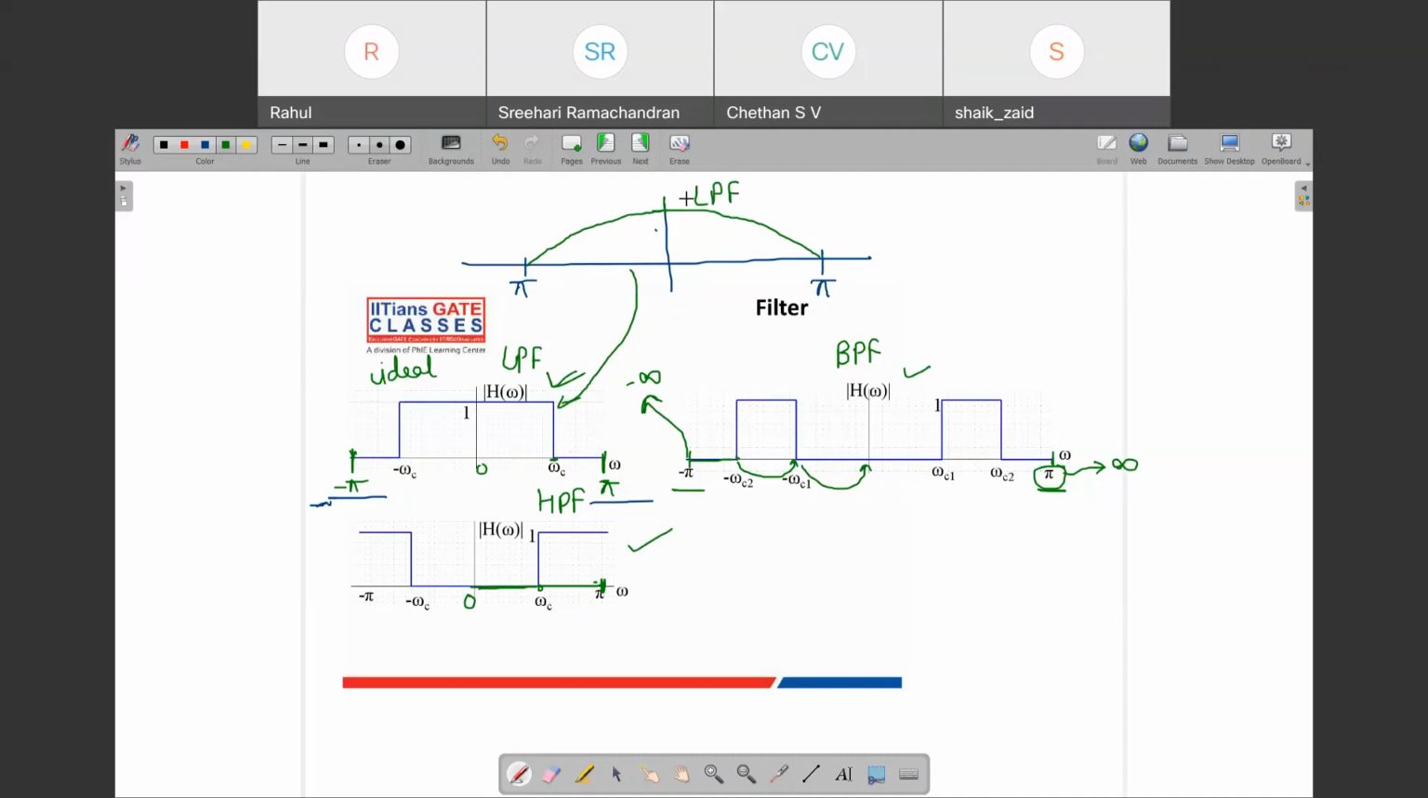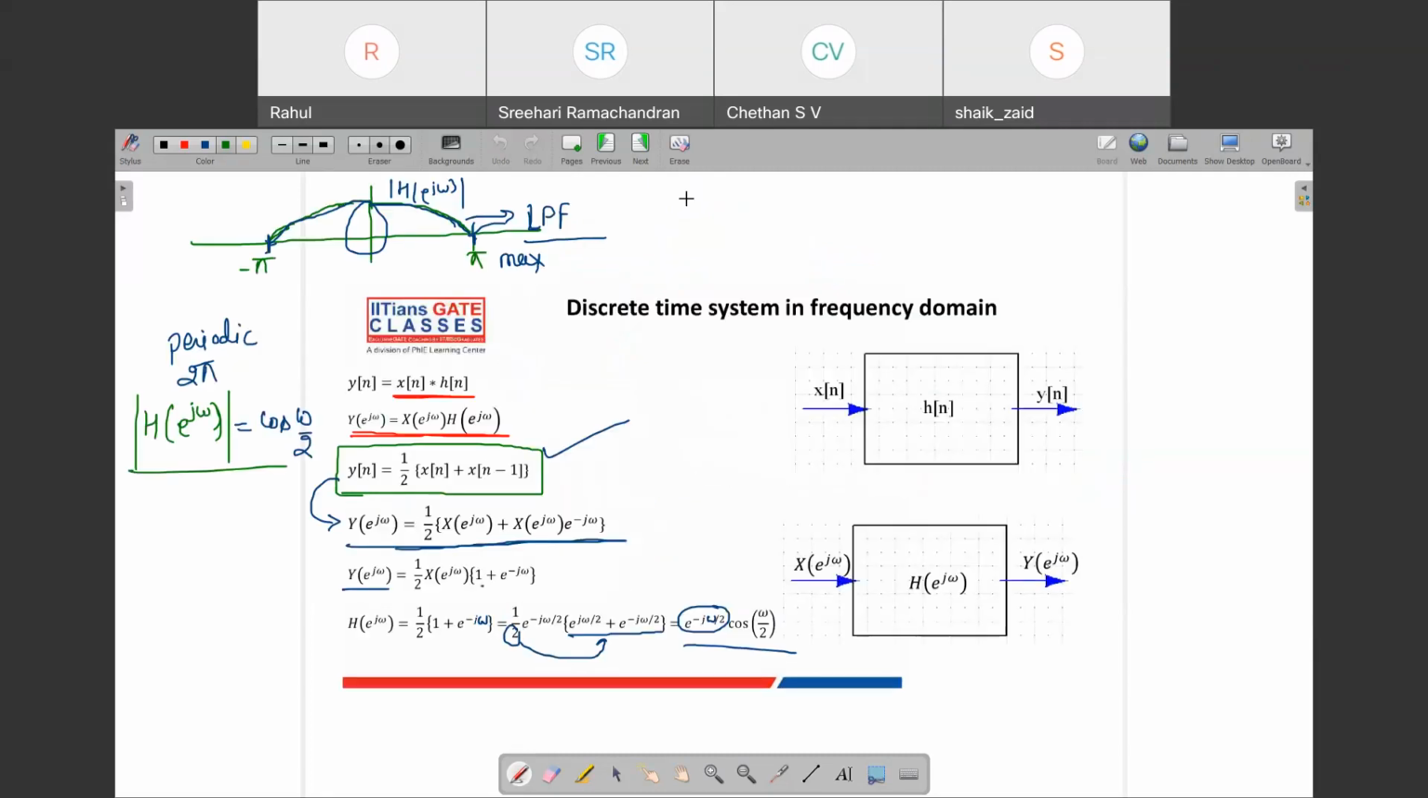Now is it clear? Sir, yes, sir. But from the question, they said, we go. Can you go back to the question? Yeah, they have given the question, how do we convert that thing? You mean how did we get this H of omega? Yeah.